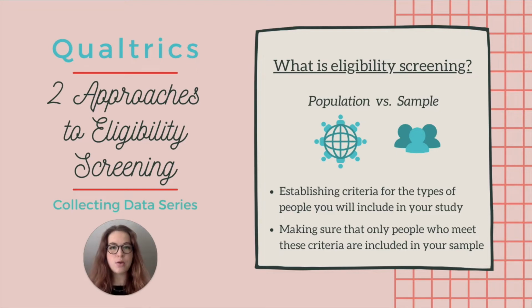Your survey may only be relevant to a specific portion of the population at large. For example, people who identify with a certain gender, people of a certain age, or people from a specific racial or ethnic background. Eligibility screening allows us to ensure that the people taking our survey and participating in our research meet these criteria and that the research is applicable to them.